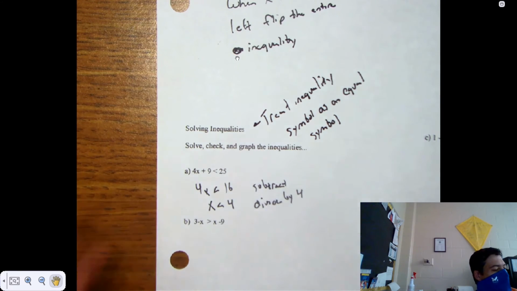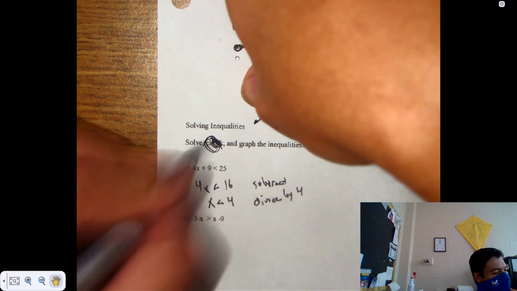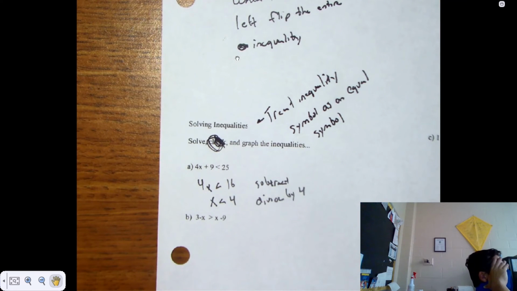We're not going to worry about checking. I'll talk about checking at a later date. I don't care about checking right now. I guess we need to graph it. Why don't you guys graph that real quick, because I haven't actually seen you graph anything yet. Graph X is less than 4.